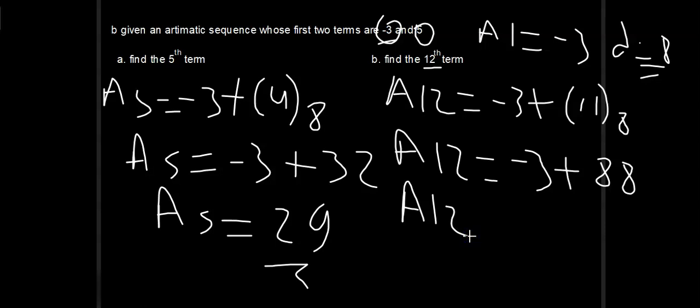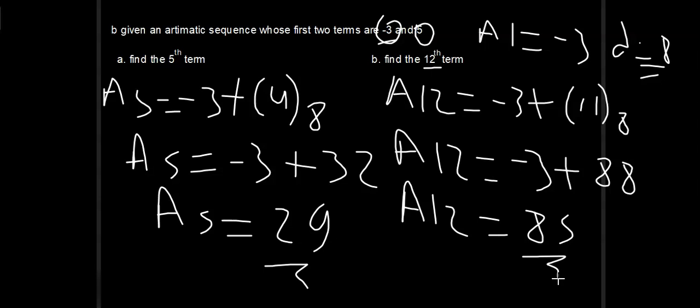-3 plus 88 will be positive 85. So this will be my last answer. As you guys can see, it is so easy. All you have to do is, if you've got the A1 value and also the D value, just substitute in the formula. The formula is the basic thing. If you know the formula, it's all about substitution.